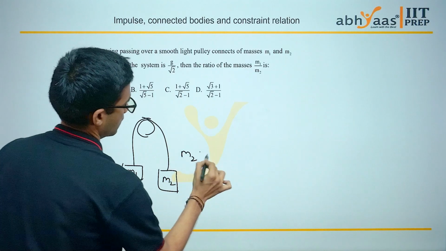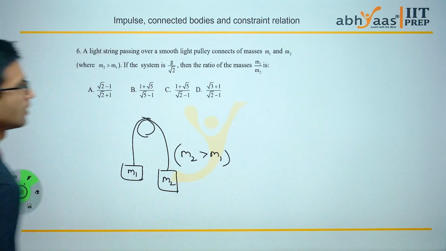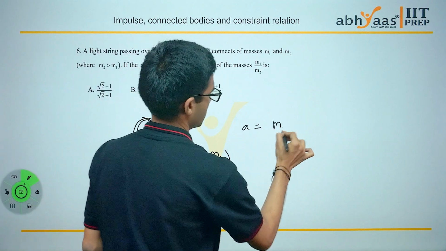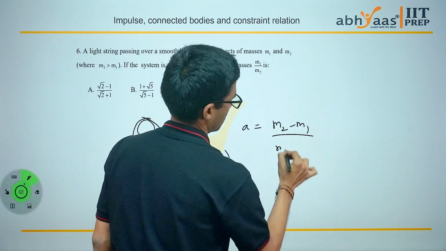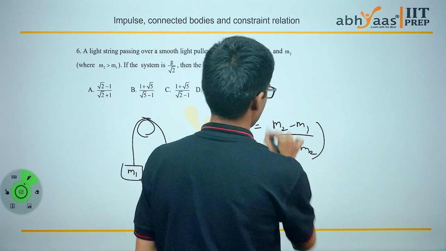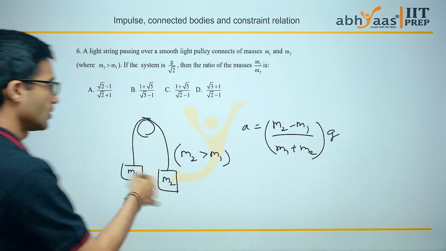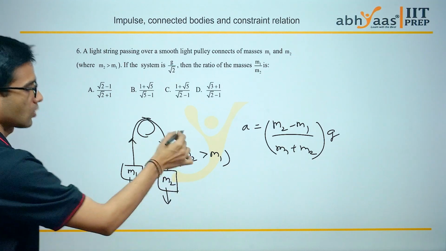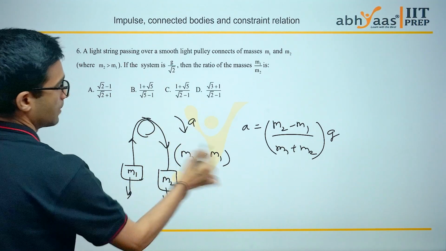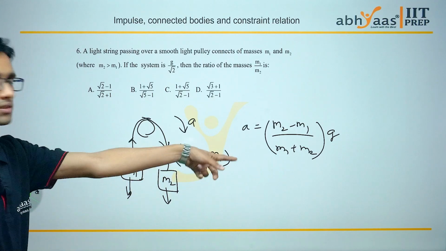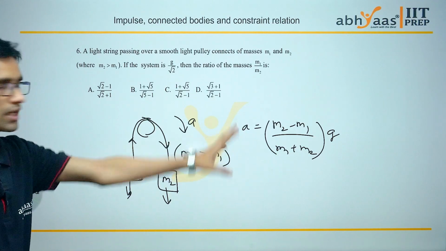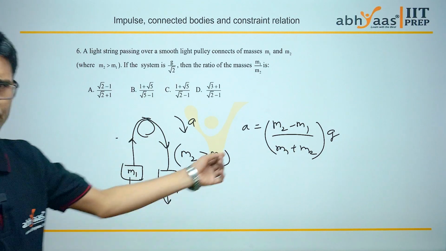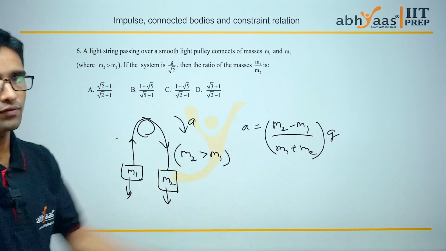M2 is greater than M1. So the acceleration of the system you will get directly: M2 minus M1 by M1 plus M2 into g. You can see the tension will be there here, and mg in the downward direction. The total system will move like this because M2 is greater than M1. Directly we get it by solving two equations. This is a direct formula only.